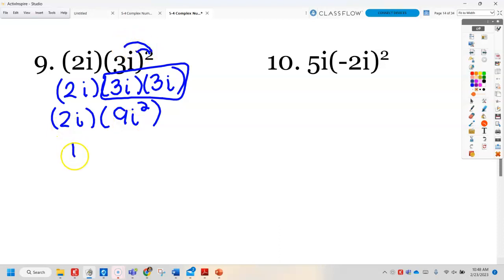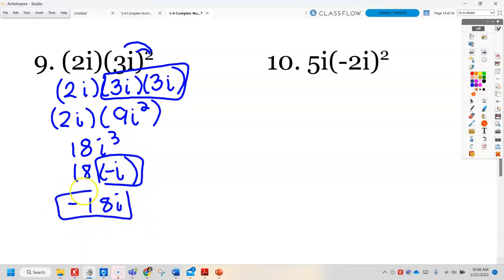2 times 9 is 18. i cubed is negative i. And again, you don't have to write this every time. If you're good to go from i cubed to negative 18i, that is also fine.